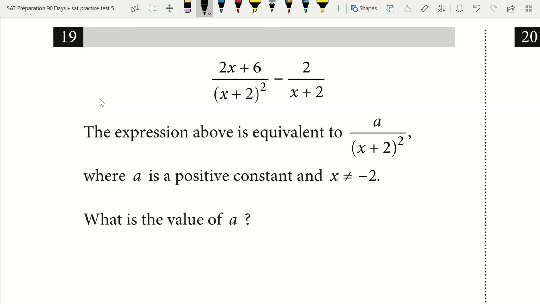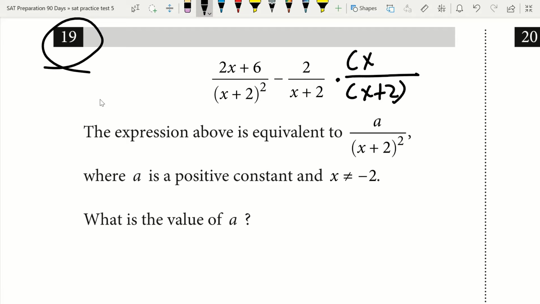If it was, so today I have an SAT math tip for you that deals with having a common denominator when adding and subtracting fractions. So if we take a look at question 19 from SAT practice test 5, we have 2x plus 6 over x plus 2 squared minus 2 over x plus 2. So in order to get a common denominator here, we need to multiply by x plus 2 in our denominator and x plus 2 in our numerator.